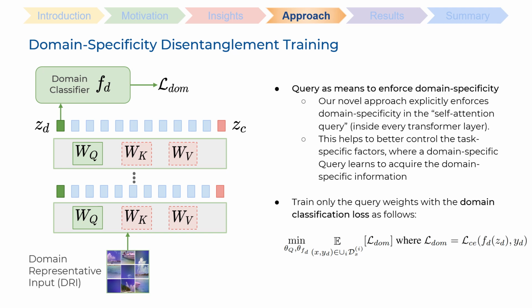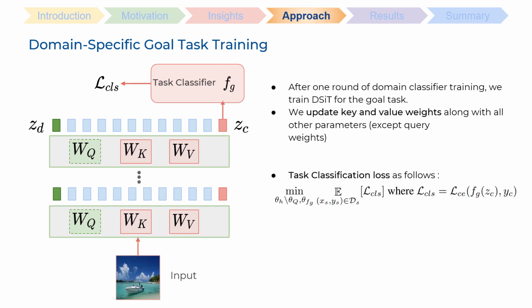Once the DRIs are created, we train the domain classifier with them using the domain classification loss as shown in the equation. We propose to utilize only query weights in each transformer layer to learn the domain-specific factors. This helps to better control the task-specific factors, while the query weights learn to extract the domain-specific information. After one round of domain classifier training, the remaining weights except the query weights are trained with the goal task classification loss. This ensures that the task-specific factors are disentangled and learned along with the domain-specific factors.